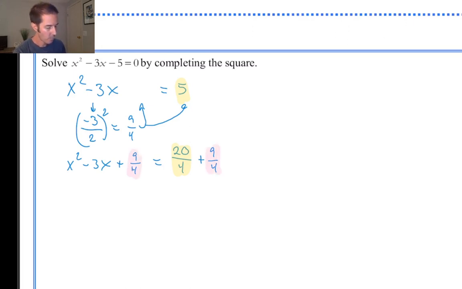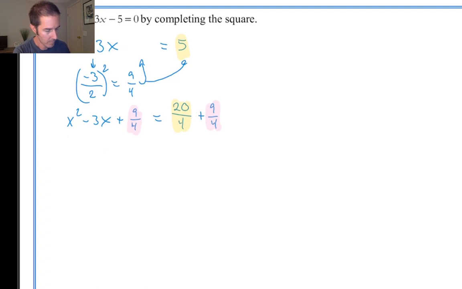I wrote the 5 as 20/4 because on the right-hand side of this equation, I already knew, because I've done problems like this before, that I'm going to want to add those values together, and I'll need a common denominator to add with the 9/4. Let's do a little arithmetic.